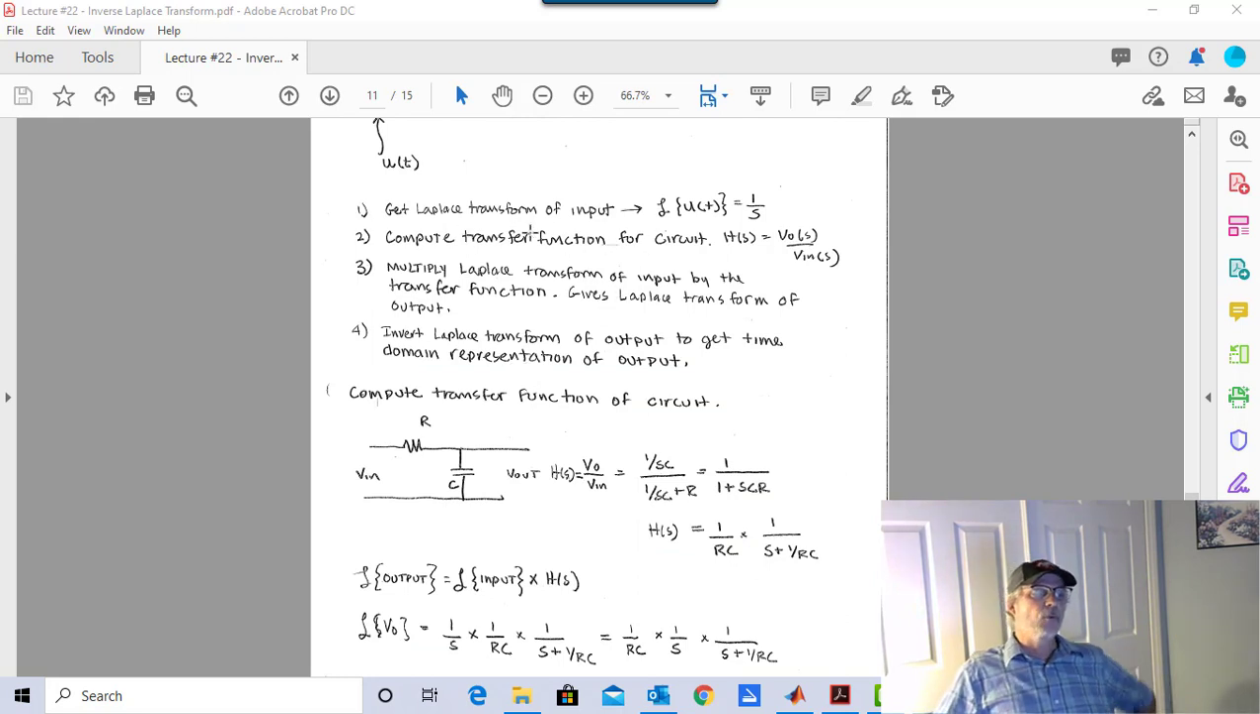All right, so we already have our Laplace transform of the input. Let's get the transfer function for the circuit. We've done this a few times, right? Let's do it again. It's just a voltage divider. It is going to be Vout over Vin equals (1 over sC) divided by (1 over sC plus R). We'll multiply top and bottom by sC, and we get 1 over (1 plus sCR).